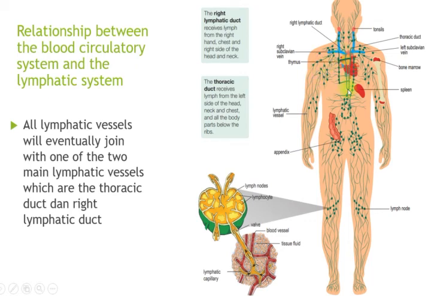This is the right lymphatic duct. On the left side, all the lymphatic vessels will join to the thoracic duct. The right lymphatic duct receives lymph from the right hand, chest, and right side of the head and neck. And the thoracic duct here will receive the lymph from the left side of the head, neck, and chest, and all the body parts below the ribs here.